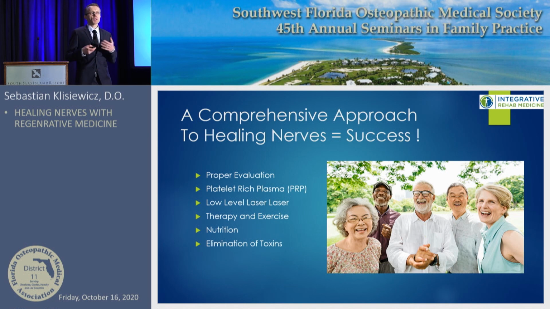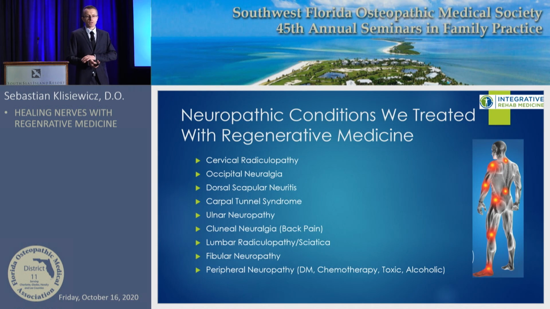So when you use this comprehensive approach, when you do the proper evaluation, when you use things like platelet rich plasma, lasers, therapy, nutrition, elimination, we see pretty good success. It's not perfect, but it's pretty good. But I think in the next couple of years, it's going to get even better, and it's going to be very exciting. So, in my clinic, we've treated radiculopathies, neuralgias, carpal tunnels, ulnar neuropathies, cluneal nerve neuralgias, which cause back pain, radiculopathies, peripheral neuropathies. All these things are improving with these regenerative treatments.